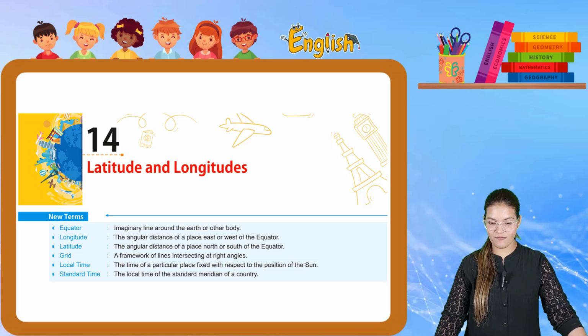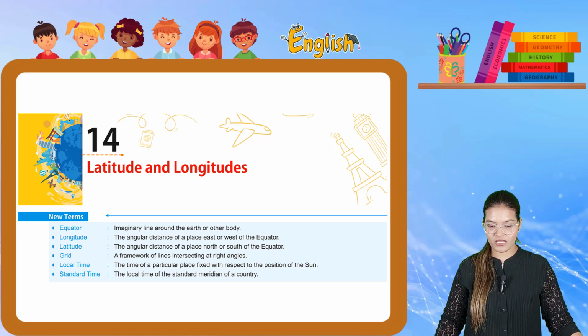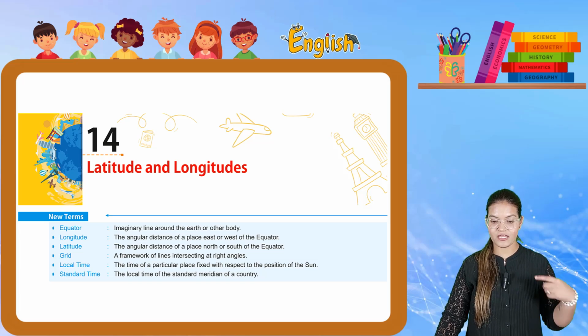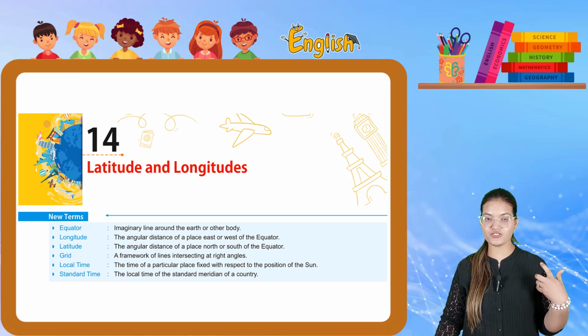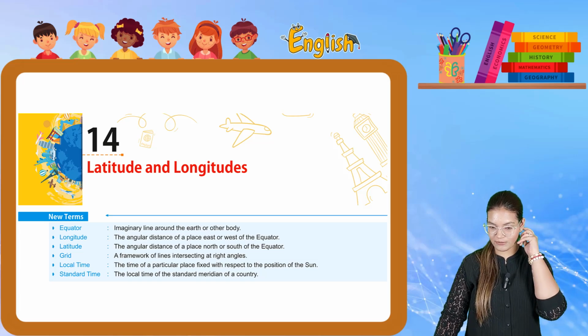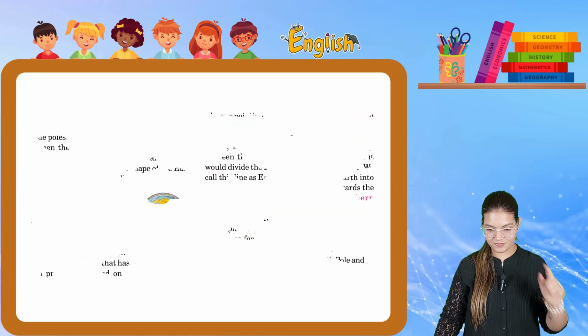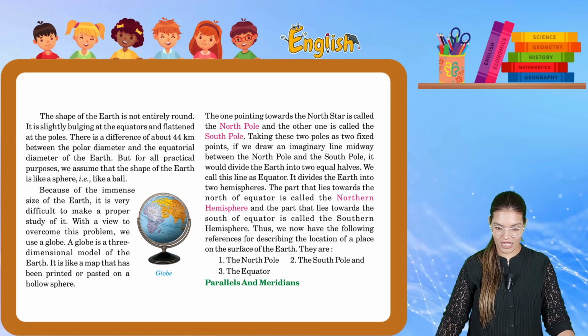Grid, a framework of lines intersecting at right angles. Local time, the time of a particular place fixed with respect to the position of the sun. Standard time, the local time of the standard meridian of a country. Now look at the paragraph.